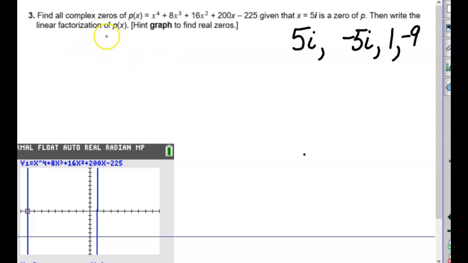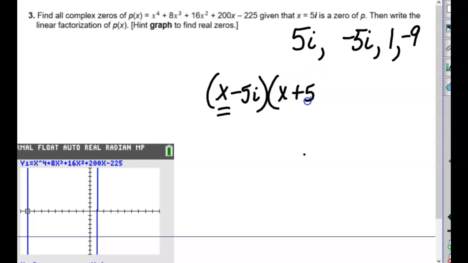Now it says write the linear factorization. So the linear factorization would be x minus 5i, and we would leave it because it's a power of x. And then the -5i would be x plus 5i, and the 1 and the -9 would be x minus 1 and x plus 9. Now that is the linear factorization. This one doesn't say that you have to have real coefficients, so we're just going to stop.